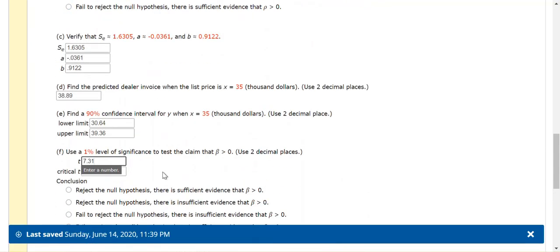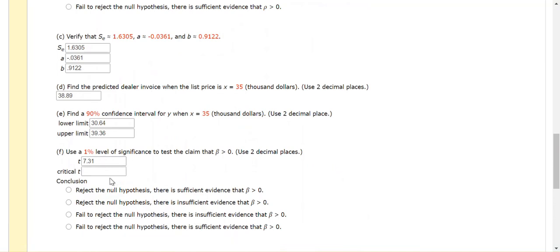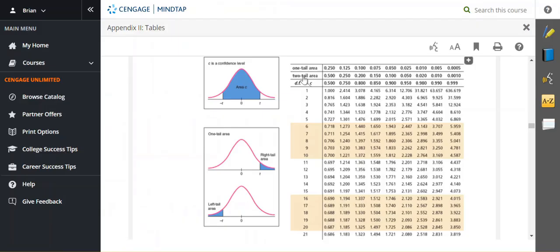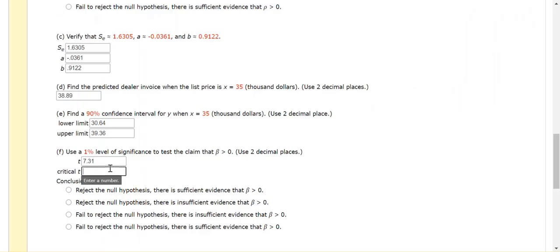And then at the 1% level of significance, I'm supposed to find this critical t. So remember that for linear regression, we use n minus 2. So we're using 3 degrees of freedom, n minus 2. And this is a one-tailed area, specifically the right tail. And the 1% is over here. So 1%, and I go down to 3 degrees of freedom. So 4.54 to 2 decimal places. So 4.54.